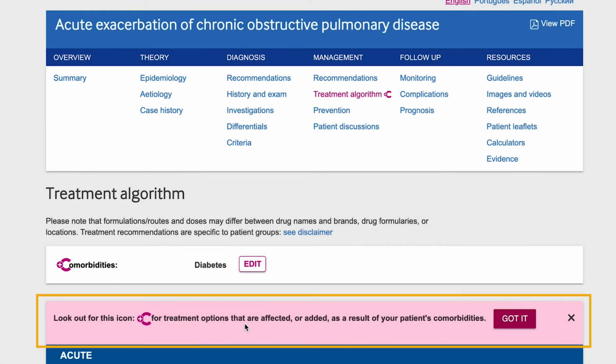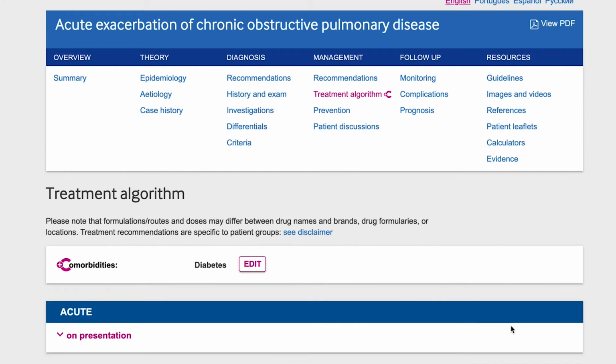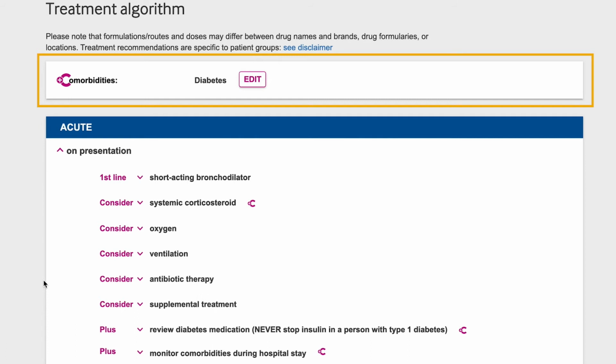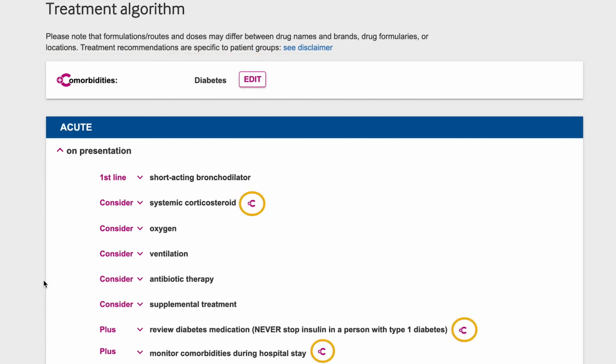They are alerted that treatment options may be affected by the selected comorbidities. The selected comorbidities are shown at the top of the screen, and affected treatment recommendations and urgent considerations are clearly indicated by the comorbidities symbol.